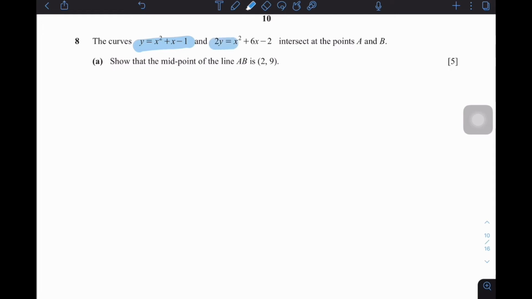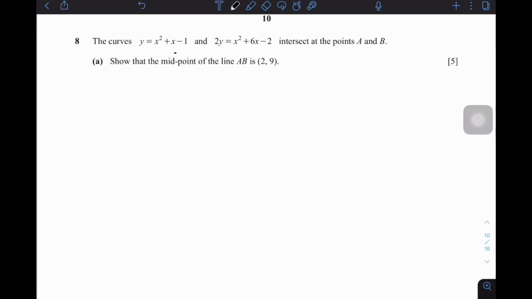The curve y equals x squared plus x minus 1 and 2y equals x squared plus 6x minus 2 intersect at the points A and B. Show that the midpoint of AB is (2, 9). This is the coordinates. Since one clue is given, that is intersect, it means that we need to solve these two equations simultaneously.